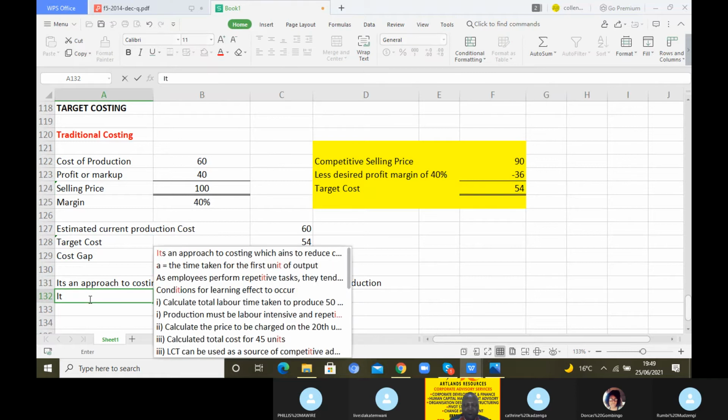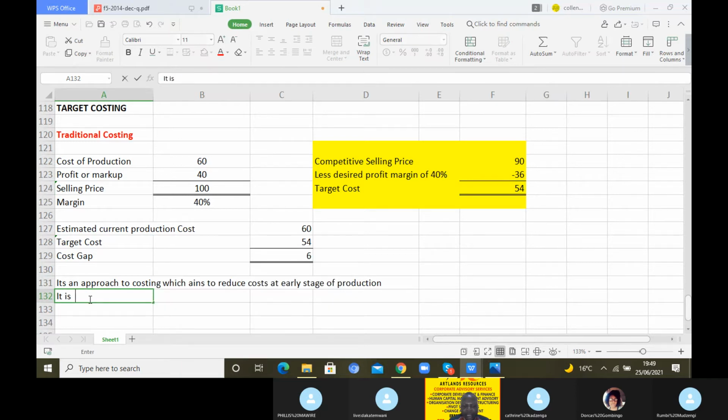So we call that a feed forward mechanism. It is a feed forward because you do it before you produce. So it's a feed forward approach and does not involve techniques such as variance analysis. No, target costing doesn't have things like variance analysis.